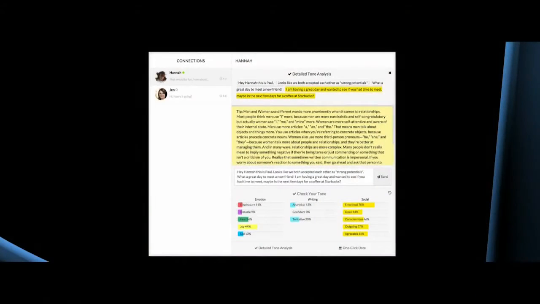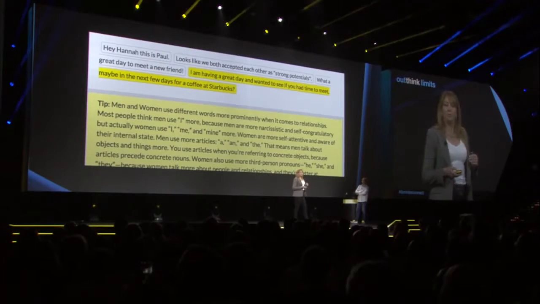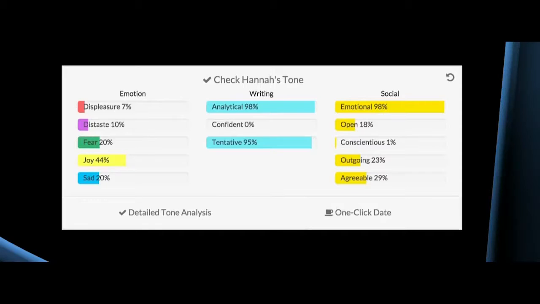This tip here is alluding to how men and women, as we all know, communicate very differently. They use pronouns a little bit differently, and also reminding people that sometimes writing is just impersonal. What's even better with this technology, though, is that it works both ways. So before we were seeing Paul analyzing his tone to Hannah, here we're seeing him look up what Hannah's having to say so that he can actually get the true meaning of what she's trying to convey. And this is a first in the industry.